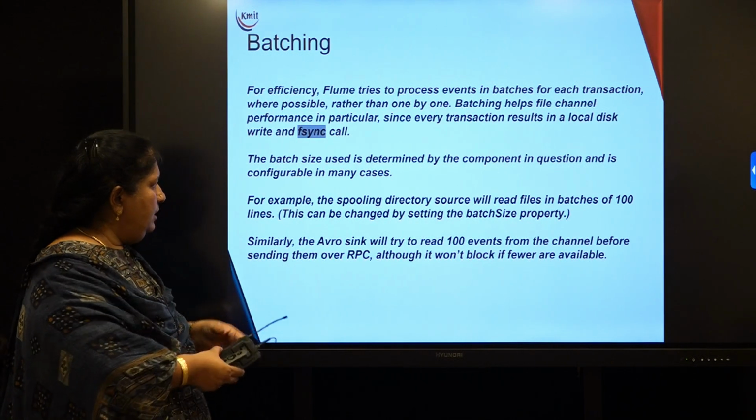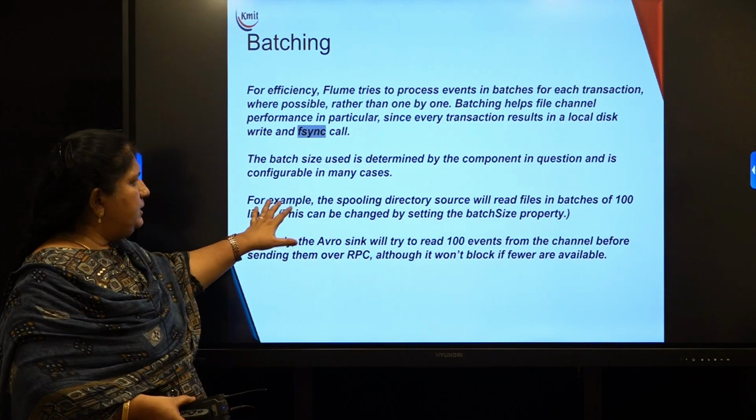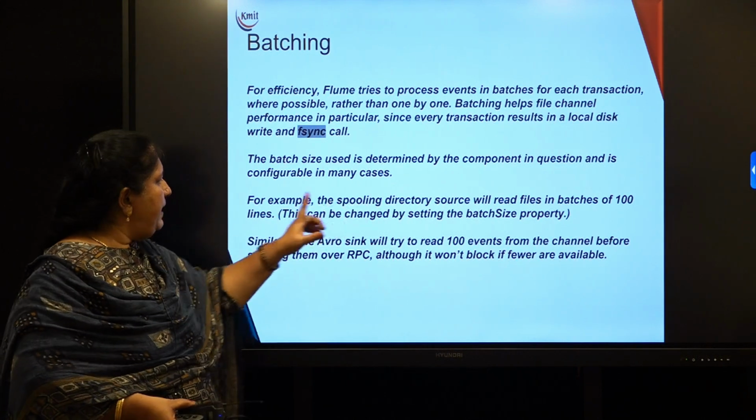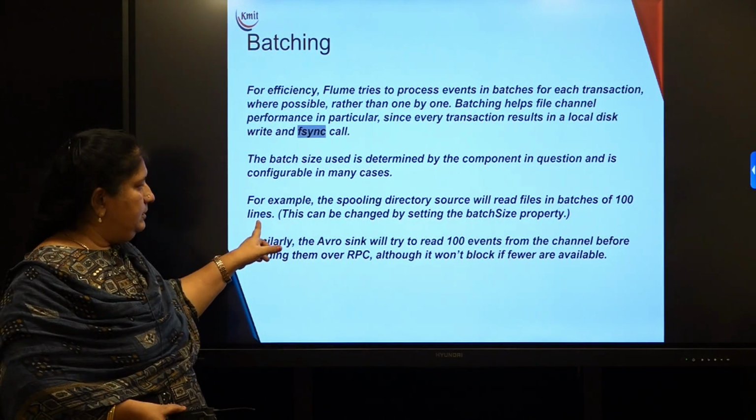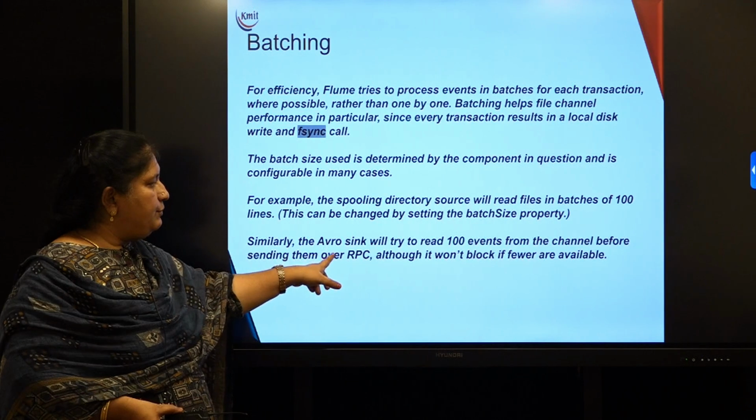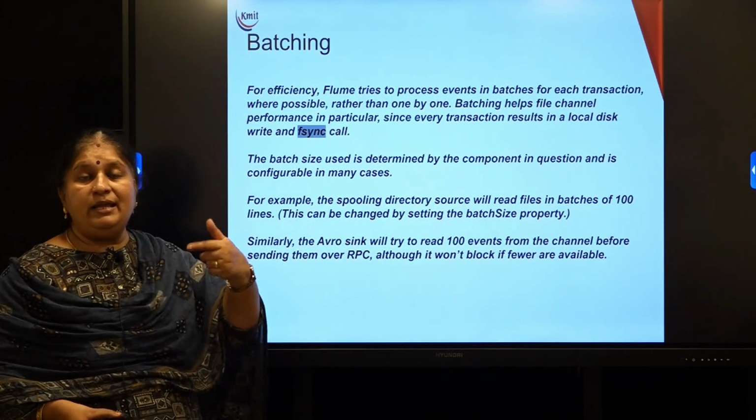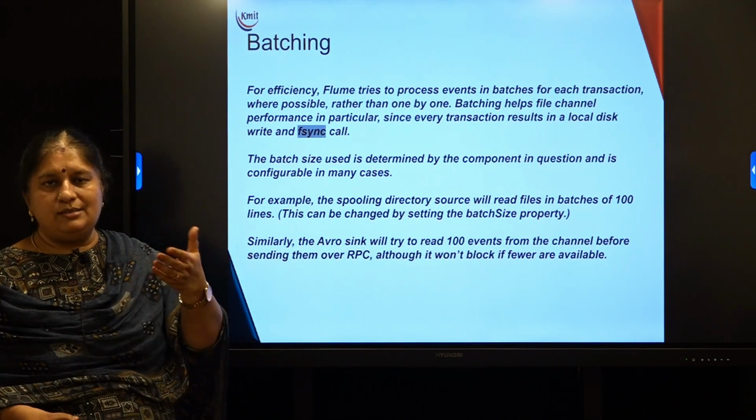So if you see, whenever we are working with spooling, it does a batch of 100 lines, but when you are working with Avro, it takes care of 100 events as a batch. So there is a difference.